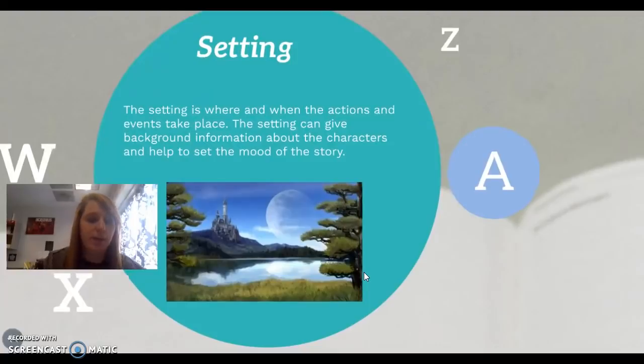Setting. This is my favorite of the four. Setting, time and place. I like to write from a lot of different settings because it's so much fun to see how the setting can change the story. But the setting is where and when the actions and events take place. They can give background information about the characters and help set the mood of the story. That's my favorite part. It helps set the mood of the story.